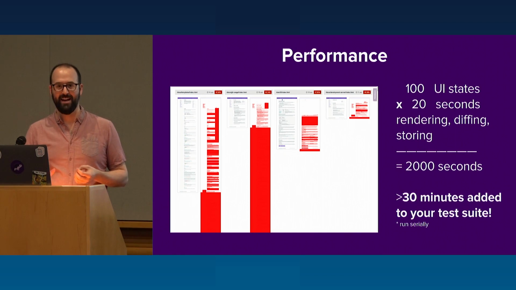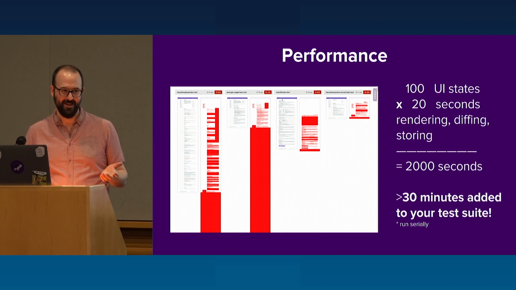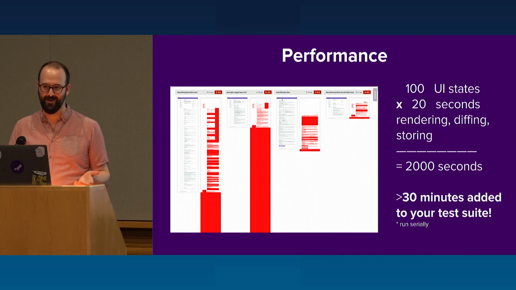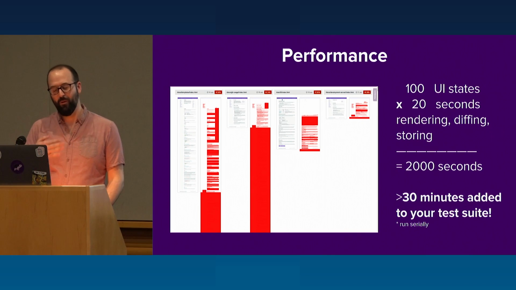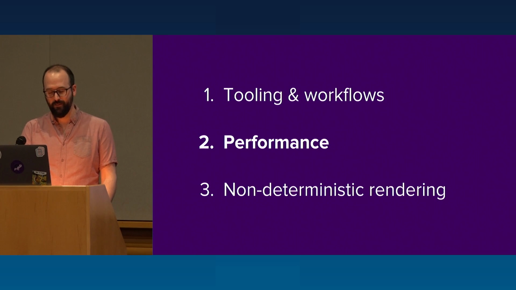You know, it could be that you're adding 30 minutes to your test suite, which just no one wants to do, right? Our test suites are already too slow. So I think this is one of the biggest blockers of being able to do this right now, and something we've spent a lot of time at Percy trying to go through, which we'll go through in a minute, how we handle that.